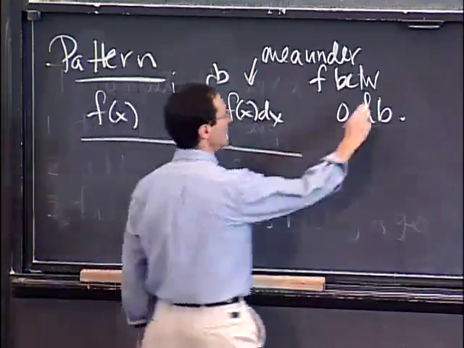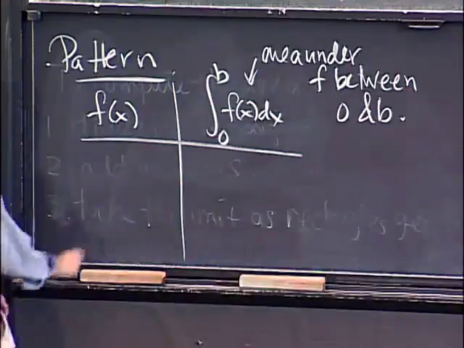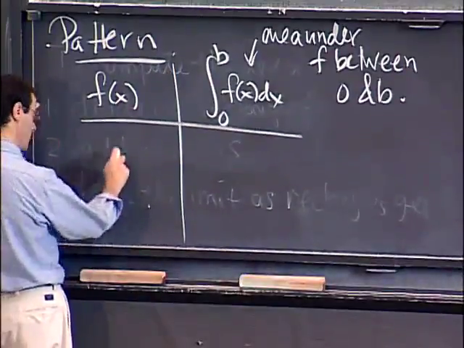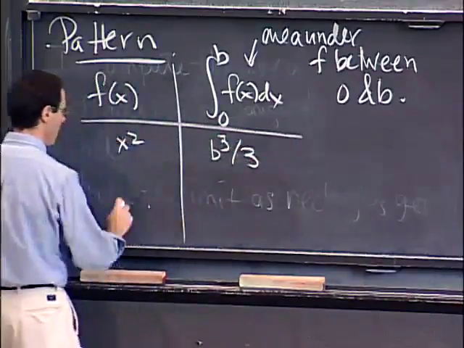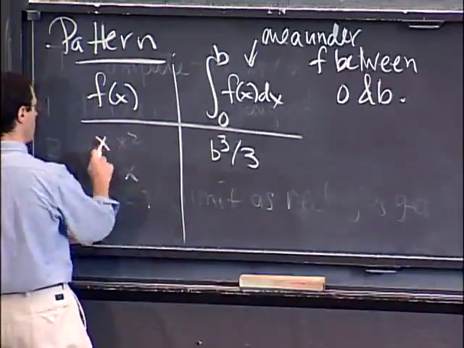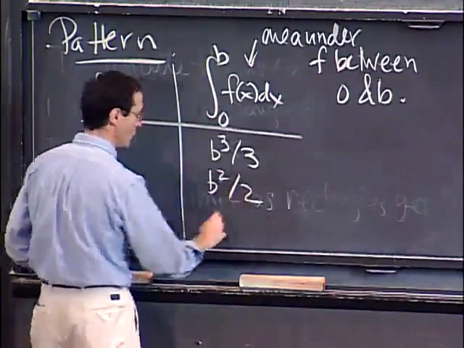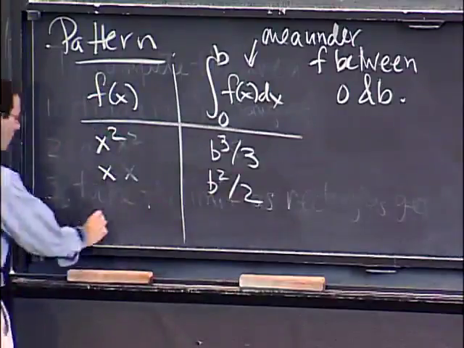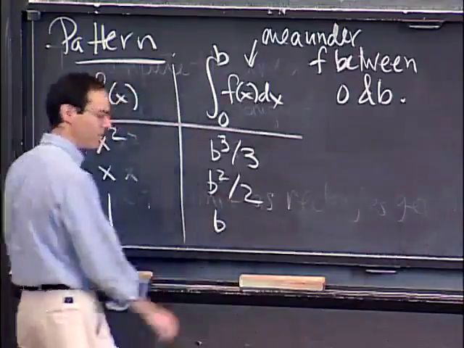Between 0 and b. And we have x squared, which turned out to be b cubed over 3. And we have x, which turned out to be b squared over 2. And then we have 1, which turned out to be b.